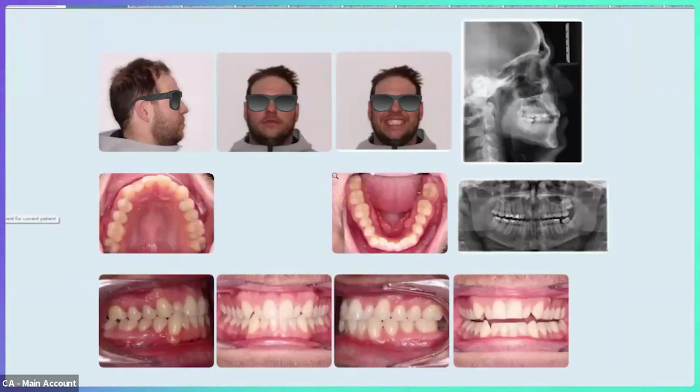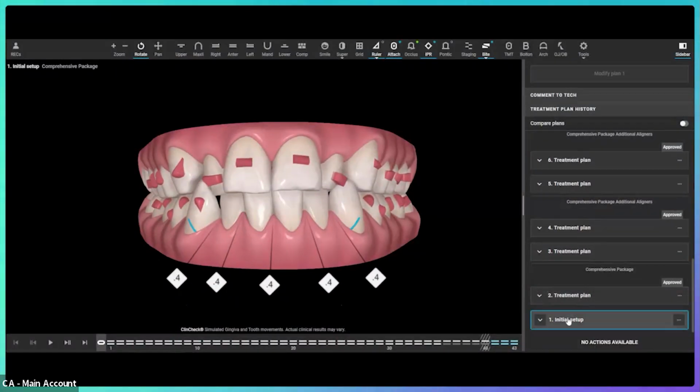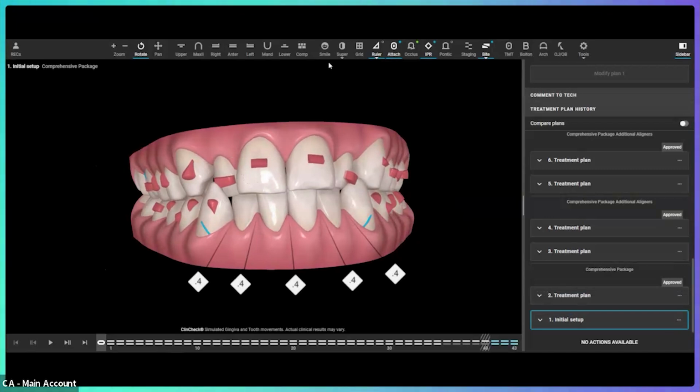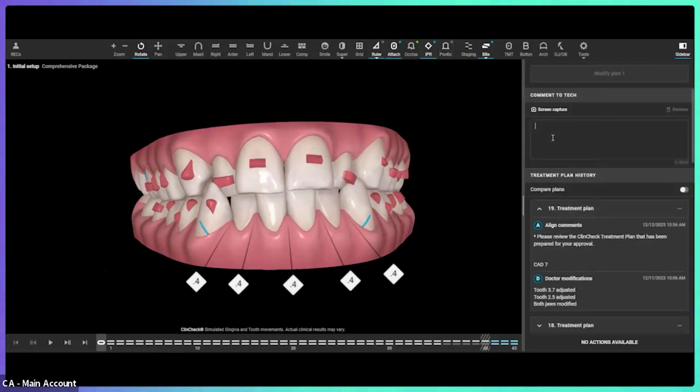Okay, let's take a look at the ClinCheck. So this is ClinCheck number 1 coming back. So what are we looking to accomplish here? Well, number 1, let's go ahead and just focus on the top to start with. And actually, maybe I should show you exactly how I do approach it.